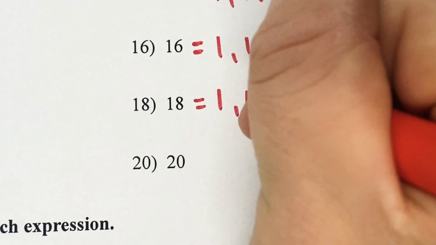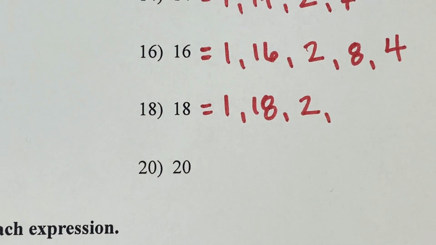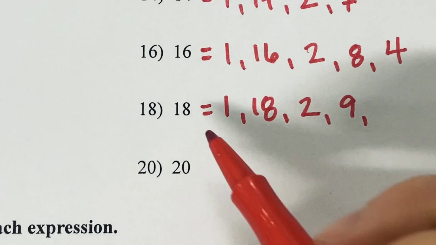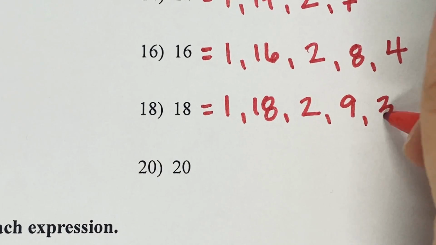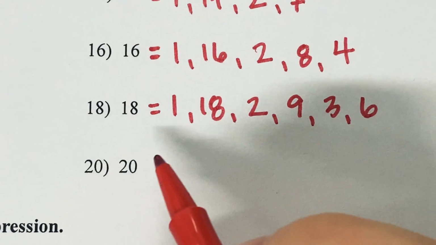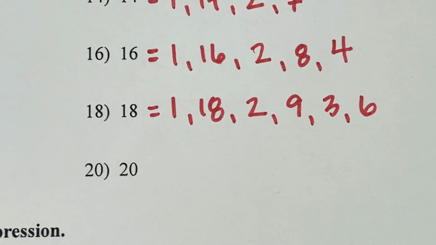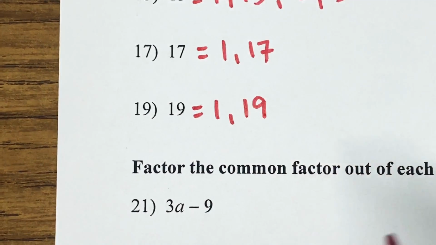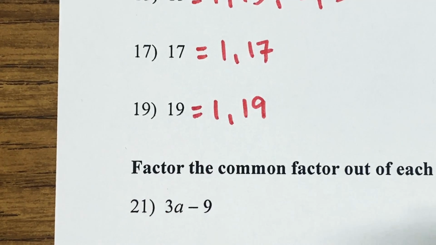18. 1 and 18. Okay, it's even, so we know 2 times something will give us 18. 2 times 9. Okay, 3. Can we divide 18 by 3? Yep, 3 times 6 will give us 18. Okay, 4, no. 5, no. 6, yes, we already got it, so we are done. Okay, 19. 1 and 19. Can you think of any others that'll give us 19? Nope. So we're done.